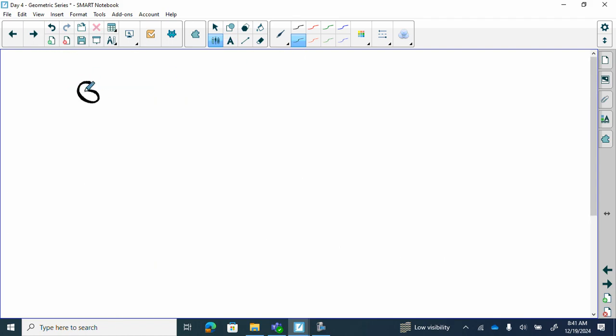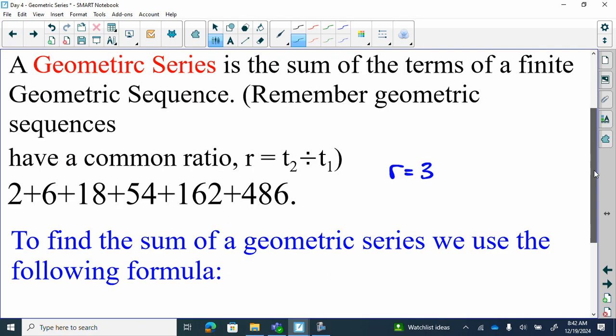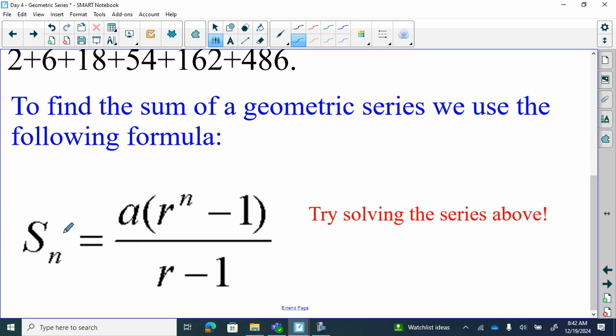Now, remember, for a geometric sequence, sorry, this was on Tuesday, we use the formula Tn equals A, the first term, times R, the common ratio. R is raised to the exponent of n minus 1, where n represents the number of terms. Today we are going to look at the sum formula, how to add a geometric series.